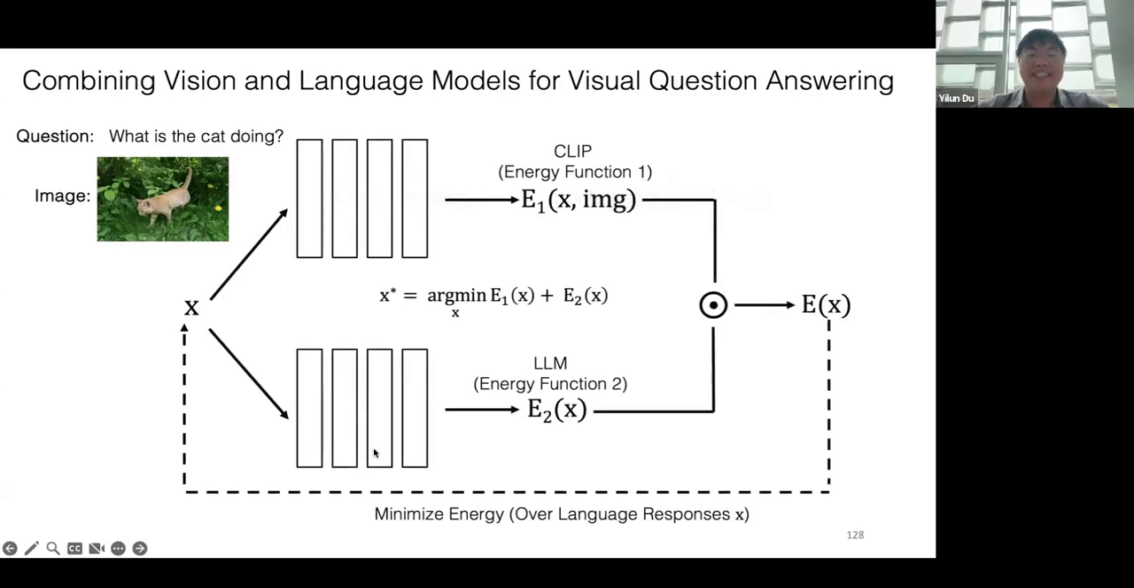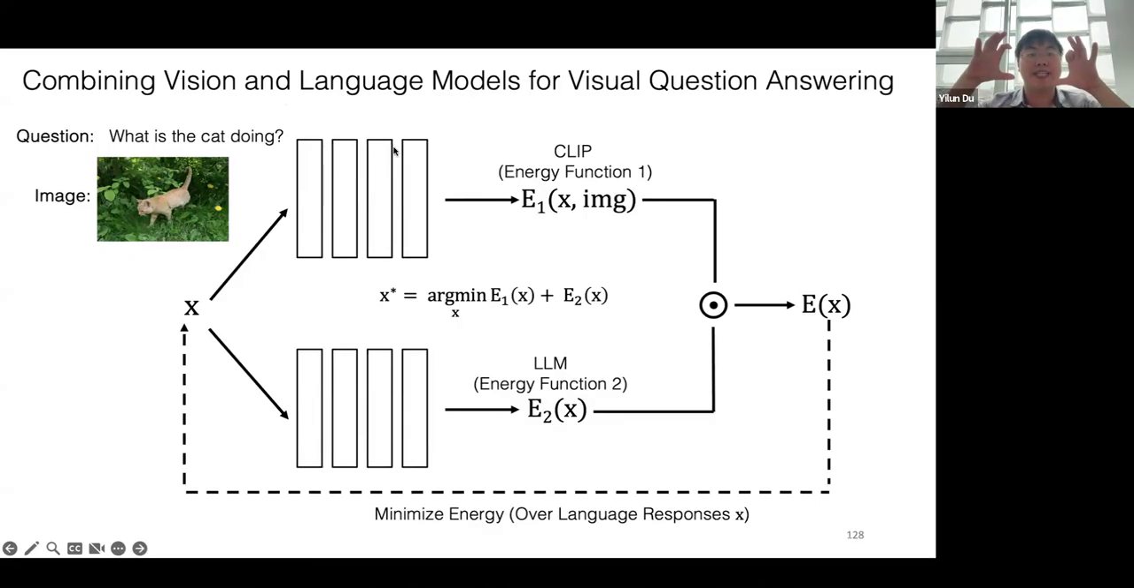But one idea is that by composing two energy functions together, so if I take the CLIP energy function and the large language model, and I directly combine or sum up the energy functions, now I can get a model that can solve this task. So if I can find a language response that minimizes the CLIP energy function, so that the language response aligns well with the image, and that minimizes a large language model energy function, which means that it's a plausible completion given the question.